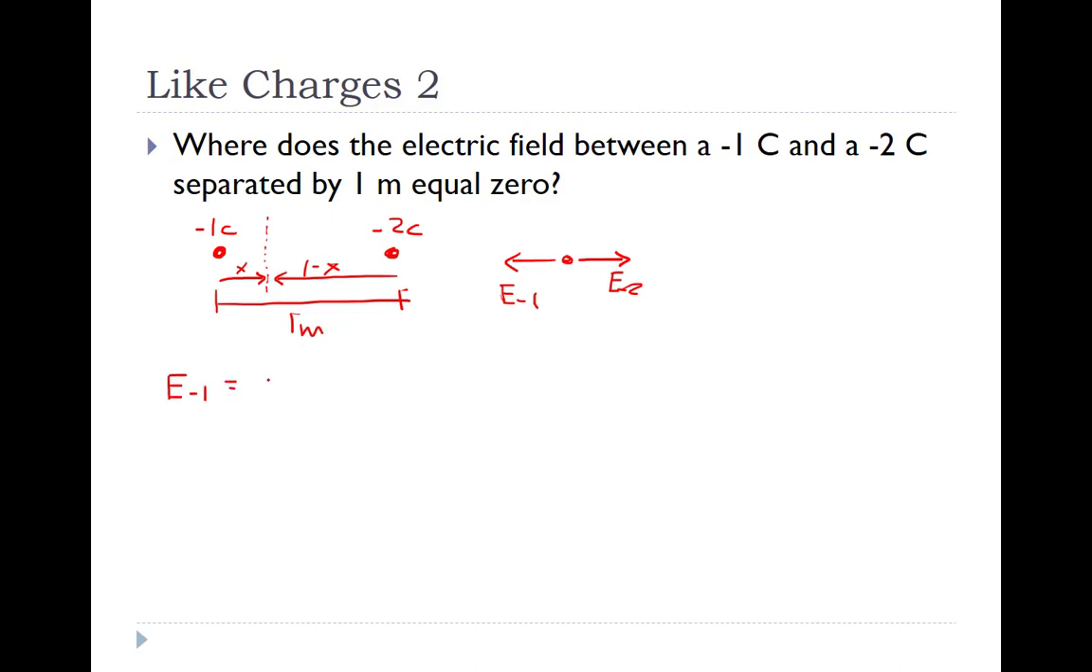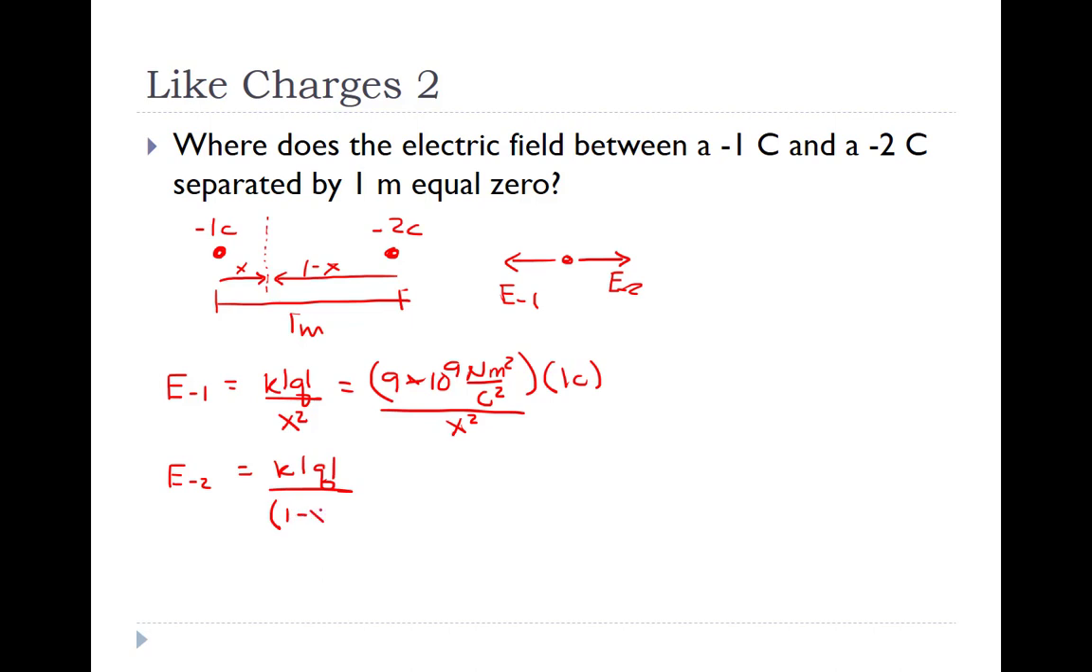So the field due to the -1 is going to be kq divided by x squared. So that's 9 times 10 to the 9th newton meter squared per coulomb squared times 1 coulomb divided by x squared. Oh, and I forgot my absolute value sign there. There it is. And the field due to the -2 will be kq divided by 1 minus x, the whole thing squared, because that's where my arbitrary position is away from the -2 coulomb charge. So plugging in.